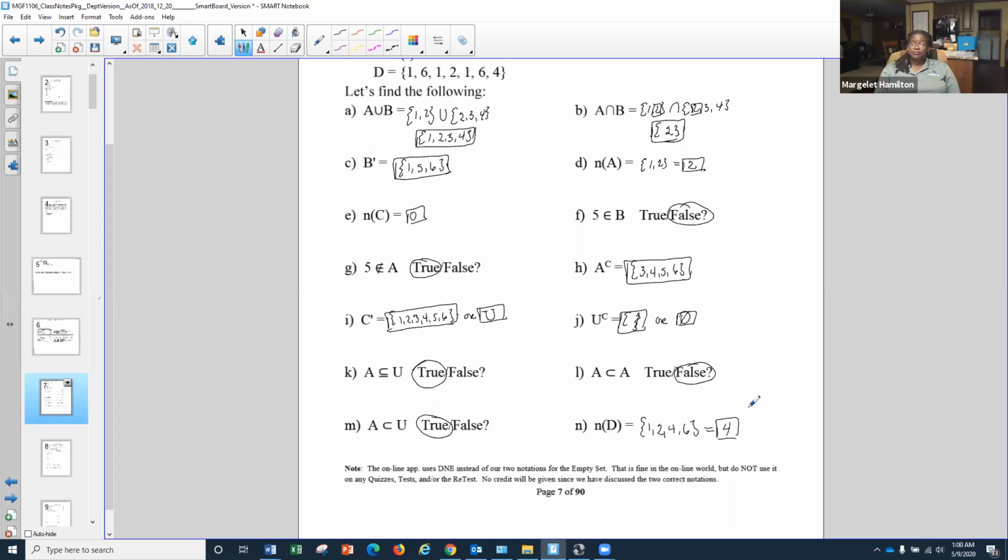But normally, if I ask you on the test, and I give it to you in a multiple choice selection or something, problem number 12, who knows? Then you'll know that you need to select the right representation for the empty set. Right? So this is fine for the online world, but not for your quizzes, tests, or retests. Okay? So no credit will be given if you don't choose the right forms I ask you. All right? Let's move on to our next page.